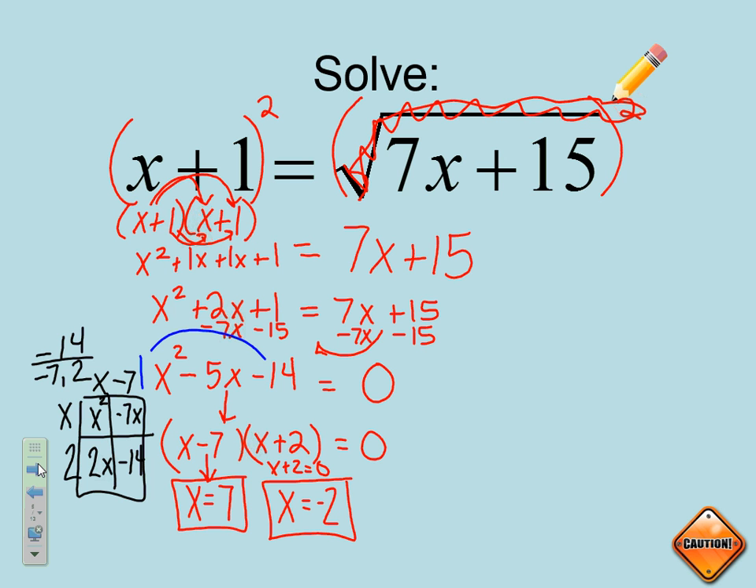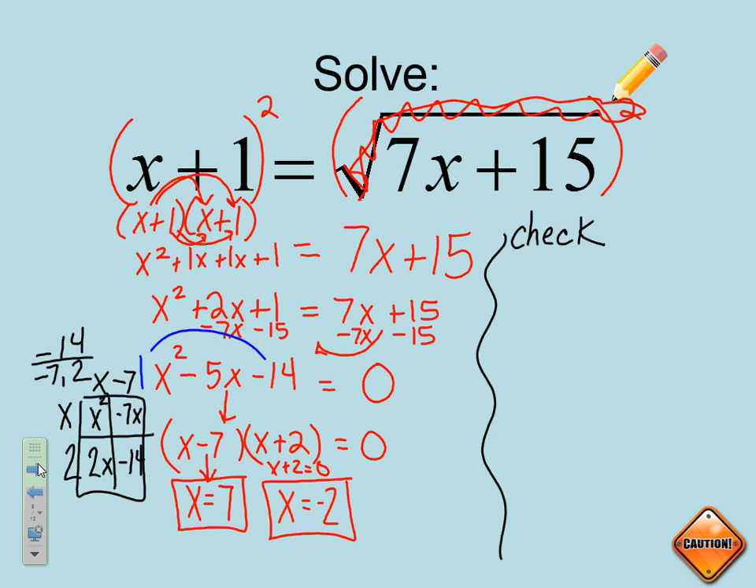Now notice a little caution symbol on the side. Remember this whole thing that I was doing with checking my solutions? We have a problem because one of these solutions may not work out in my original equation that I was given. So the only way for me to know is to actually check both solutions.